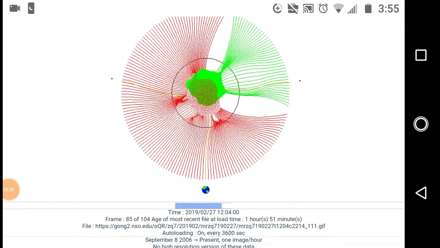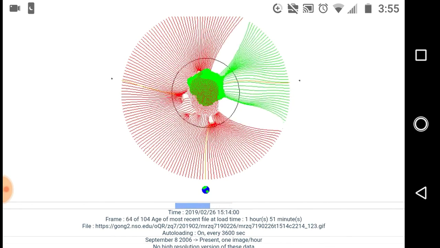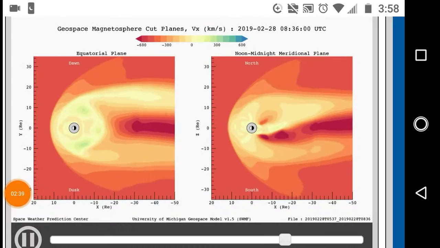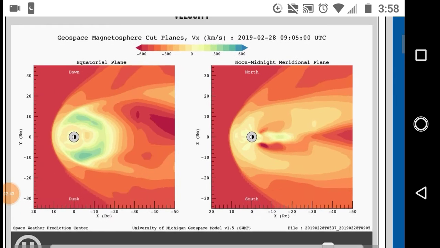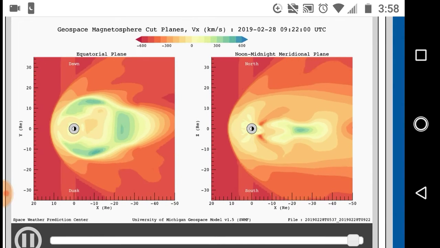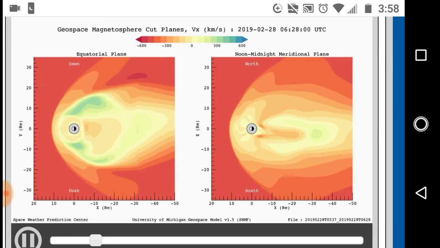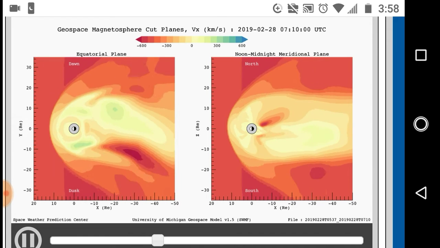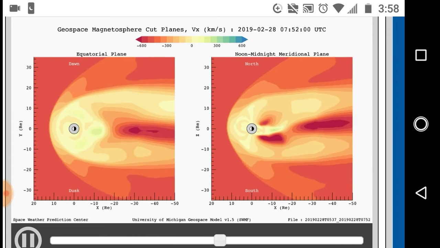Here's the Gong 2 showing you the magnetic environment. Nothing too extravagant going on there. Next, we'll look at geospace magnetosphere movies here. First, the velocity. I see some variations in the solar wind there, as well as some high velocity zones associated with the magnetotail.